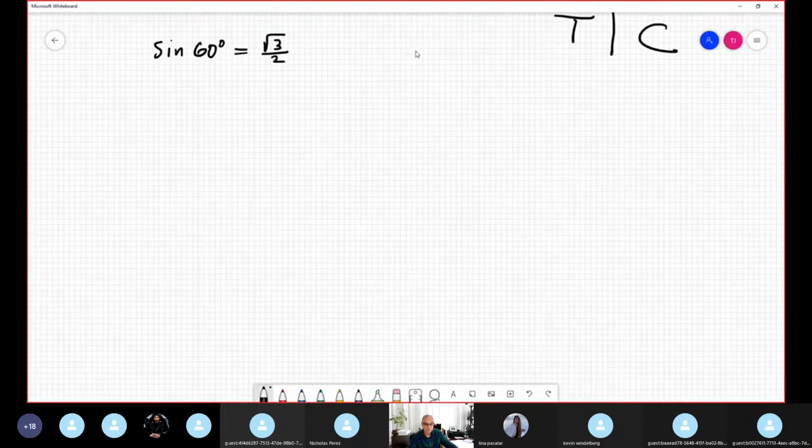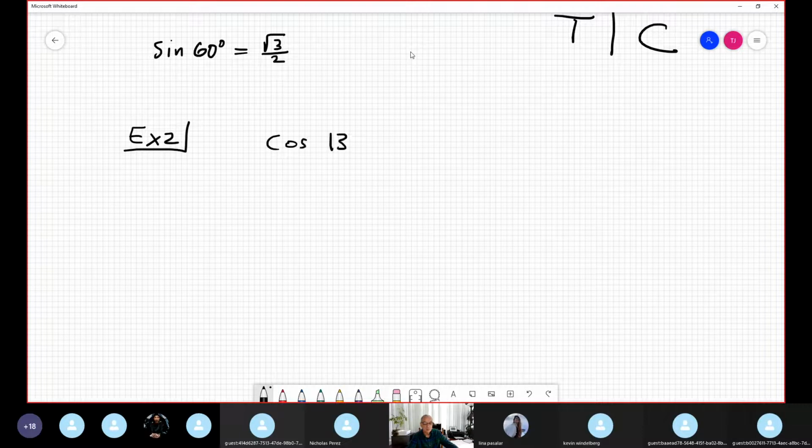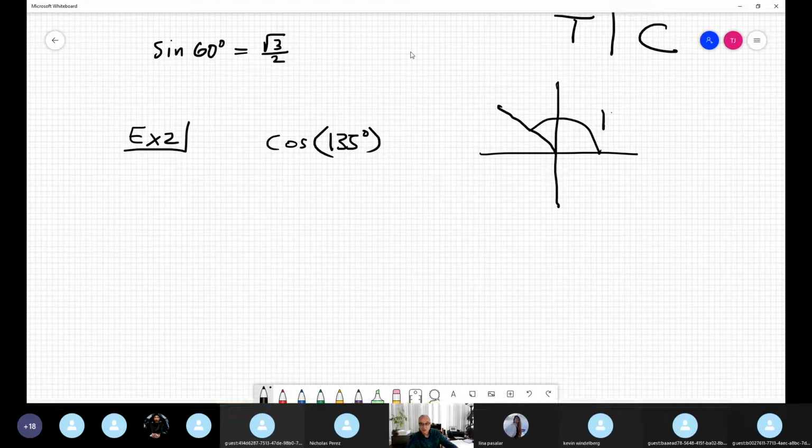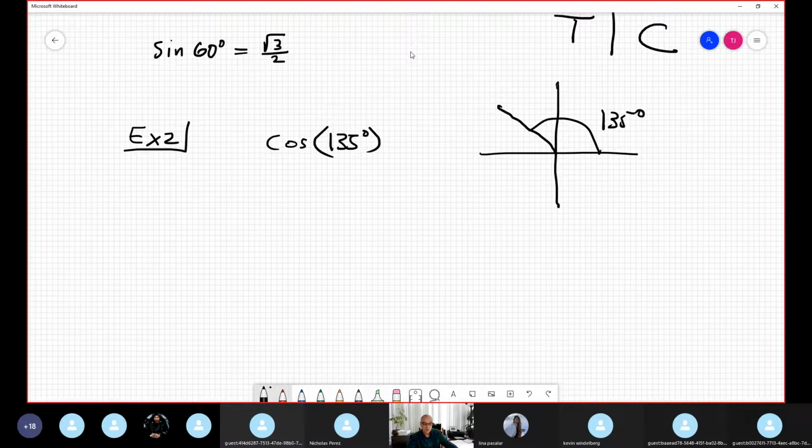Example 2. Compute cosine 135 degree. Well, 135 degree belongs or lies in the second quadrant again. This is 135 degree. This is my reference angle. Alpha. Alpha is 180 minus 135. Is 45.